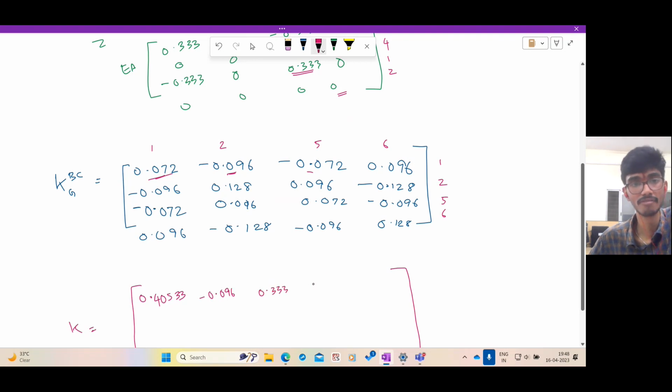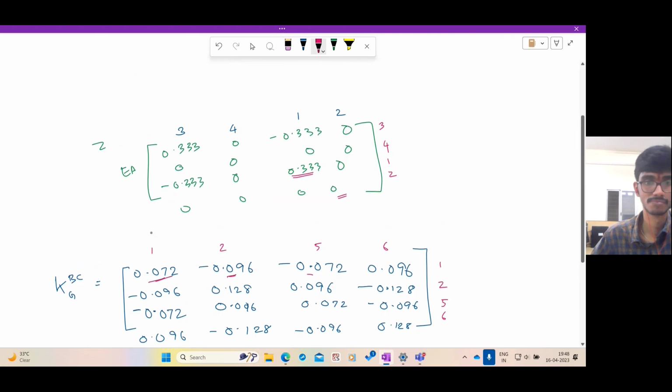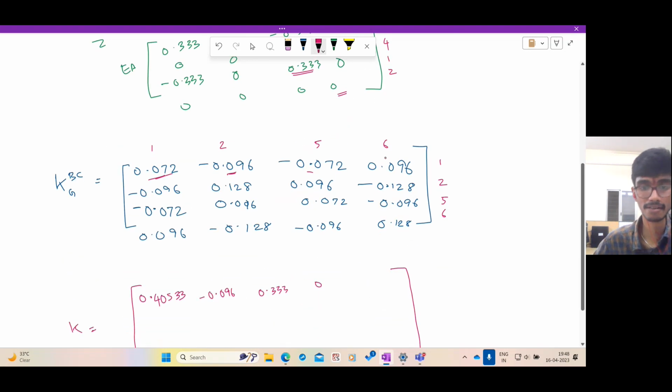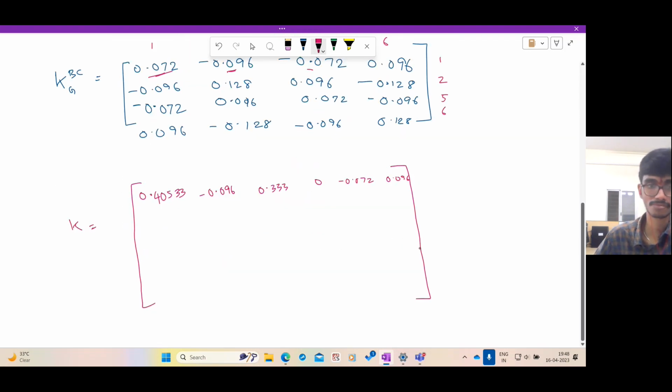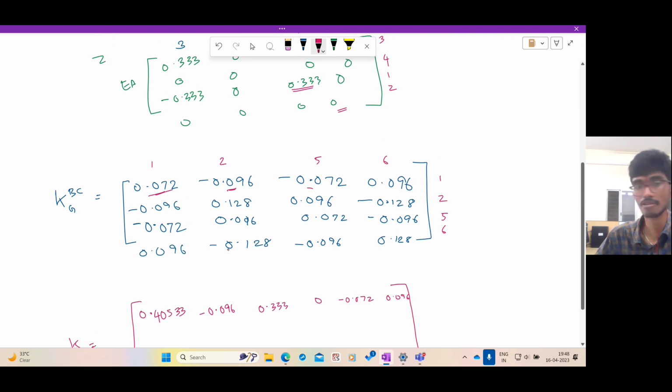And there's only one 1, 4, which is 0. And how many 1, 5s are there? There's only one 1, 5, minus 0.07. And 1, 6 is 0.096. Similarly, repeat the process for 2.